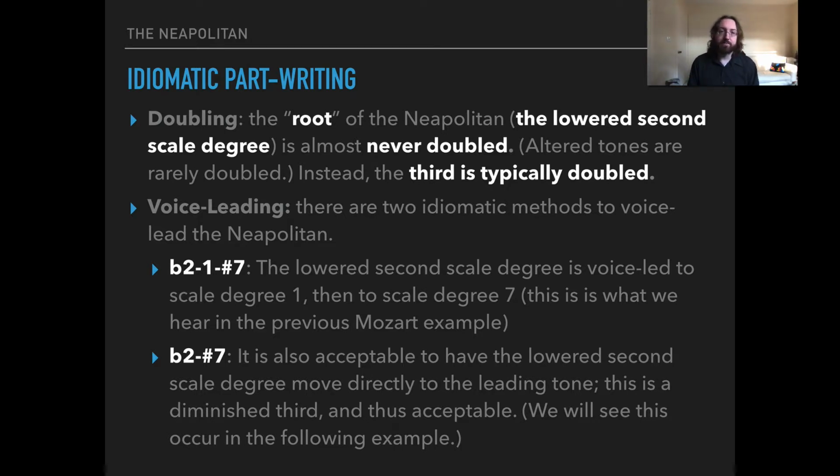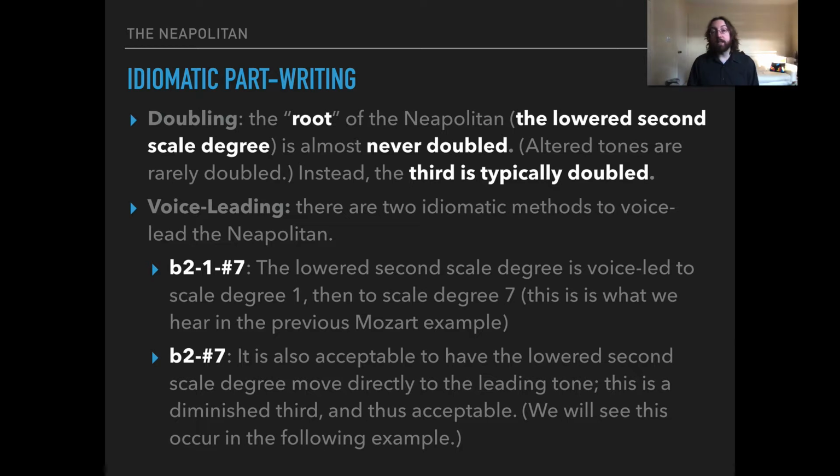So it actually makes good voice leading sense to double that third in the Neapolitan, though there may be some other aspects. Of particular interest is how to deal with that flat 2. So there are two ways that are primarily used to voice lead that flat 2. We have the mode of going flat 2 to 1 to sharp 7. So we move from the lowered second scale degree, it's voice led to scale degree 1, then to scale degree 7. And that's what we heard in the Mozart example.